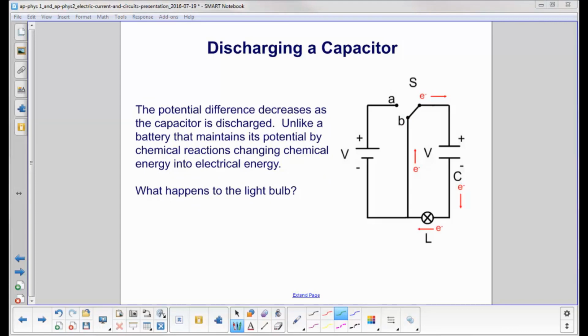The potential difference across the plates of the capacitor decreases as the capacitor is discharged. This is unlike a battery. A battery maintains its electric potential by chemical reactions changing chemical energy into electrical energy. A capacitor doesn't have that. As the charges flow, the potential is decreasing. So what is going to happen to the light bulb now?